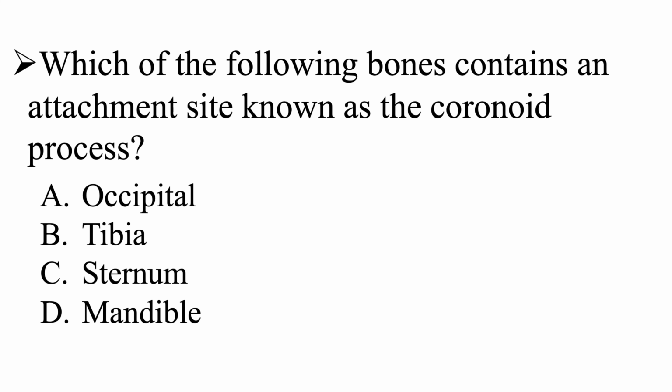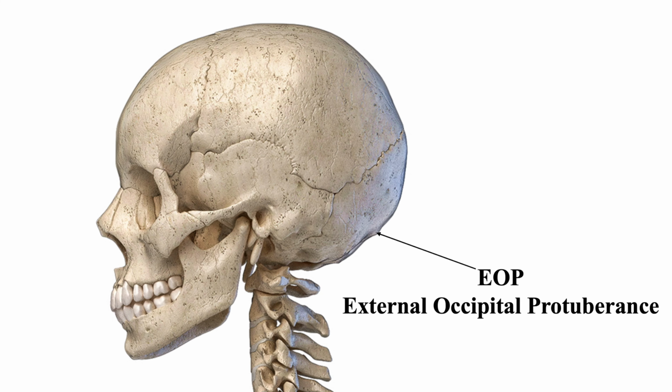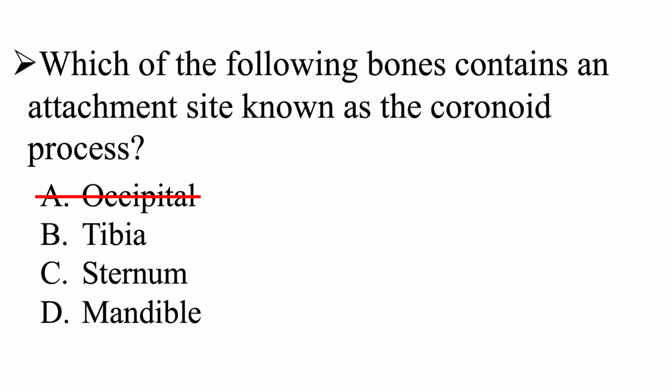So let's go ahead and take a look at the occipital first. Right here on the posterior aspect of the skull, we have the occipital bone. Now, the most prominent bony projection on the occipital bone is going to be the external occipital protuberance. And this is something that you can palpate. If you put your hand in the back of your skull, you should be able to feel this bony projection right here. And so this is going to serve as an attachment site for the ligamentum nuchae and the trapezius. However, this is not the correct answer because it is known as the external occipital protuberance, and we're looking for the coronoid process. So this is not the correct answer.